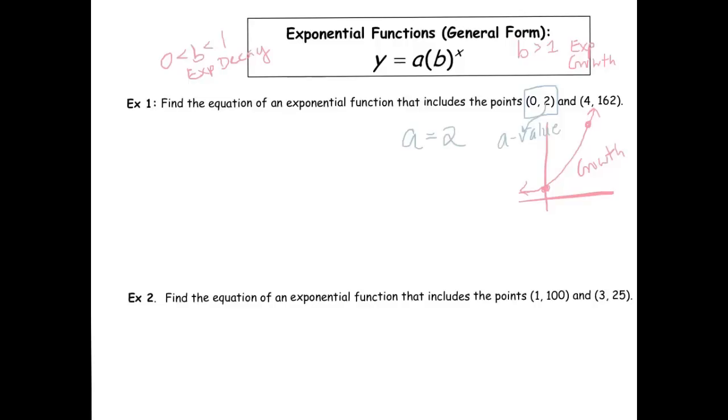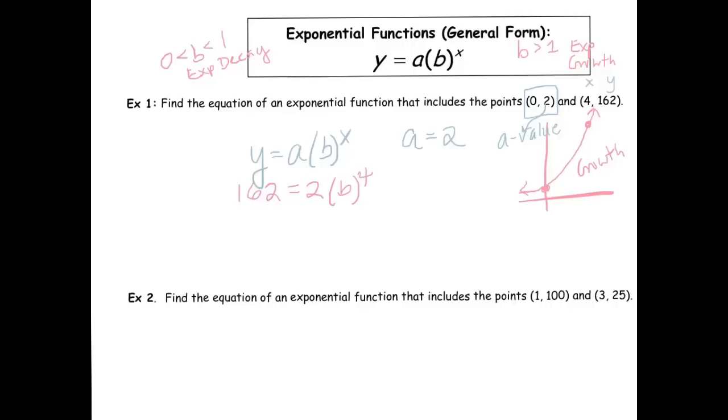We know a, and we happen to know an x and y value as well, and that comes from right over here. We know that 4 is an x value, and we know that 162 is the y value that's paired with it. So we're going to plug in to this formula for any exponential function. Here we go. Right here for y, I'm going to put my y, 162. A we know is 2. B is what we're looking for, and x is 4.